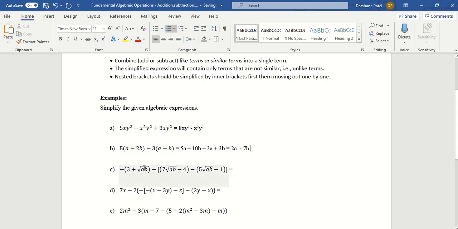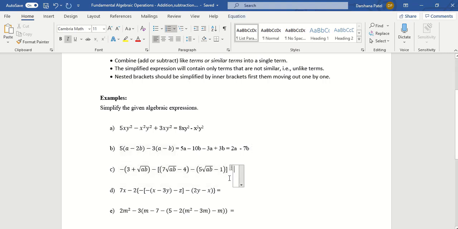Okay. For this one, do not get confused with root ab. Root ab is just a variable, treat it like a only. If it was a minus 7a, we would say minus 6a. Similarly, root ab will be treated as a variable. Before I can simplify those two, I need to get rid of brackets first. There are multiple brackets here, so we'll start with dropping the inner bracket.